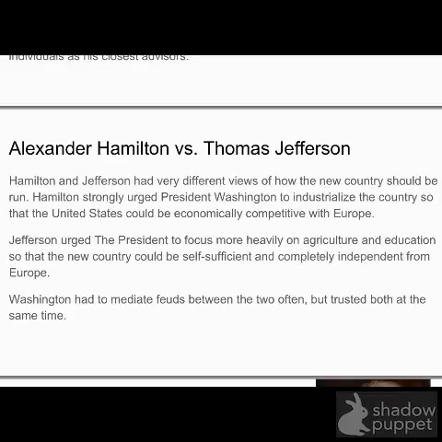Jefferson urged the president to focus more heavily on agriculture and education, both very important things, so that the new country could be self-sufficient and completely independent from Europe. Whereas Jefferson wanted complete independence from Europe, Hamilton wanted us to trade with Europe and to be competitive with Europe. Washington had to mediate feuds between the two often, but he still trusted both of them.